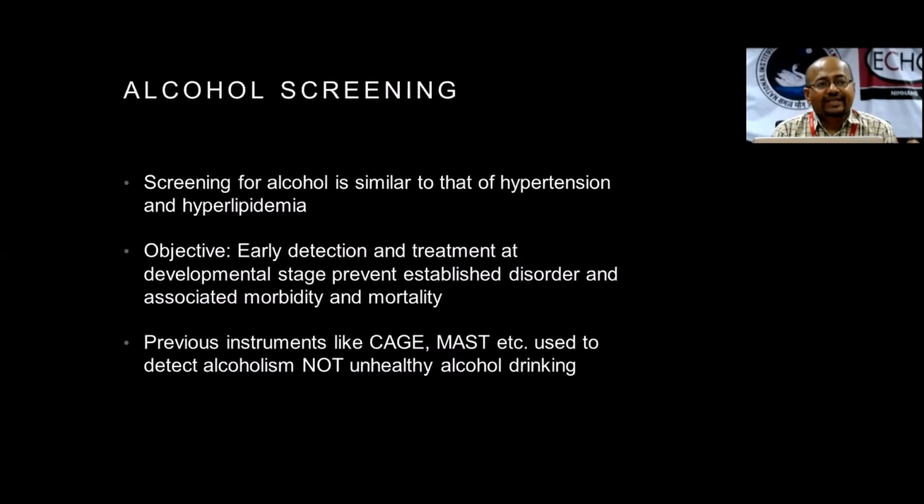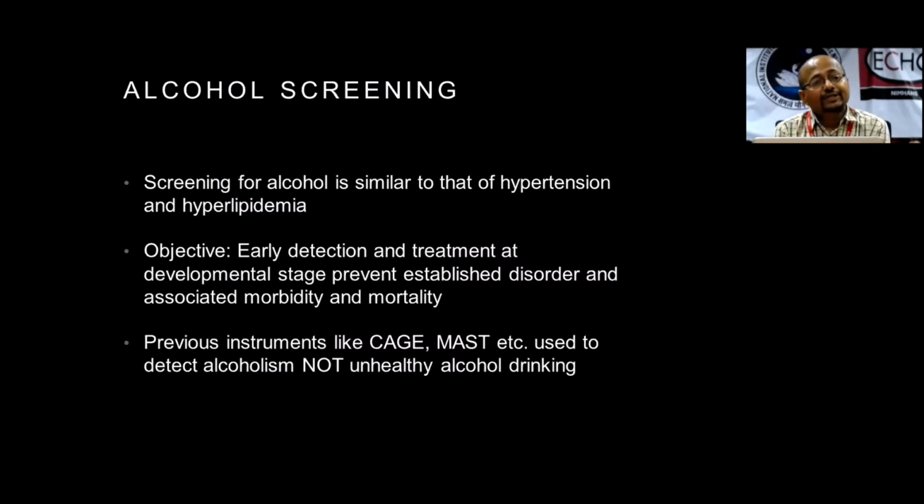So hence you need to screen. You need to screen to find out how much they're drinking, if they're drinking, because you don't want people to get addicted. You don't want people to get dependent. If I can take an analogy, screening for alcohol is similar to what you do for hypertension and hyperlipidemia. Now if you look at the latest guidelines, they say for hyperlipidemia you should screen from age 20 onwards, obviously much earlier than what used to be believed. Its objective is early detection and treatment at the developmental stage, to prevent established disorder.